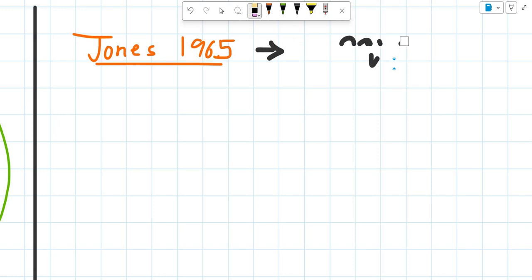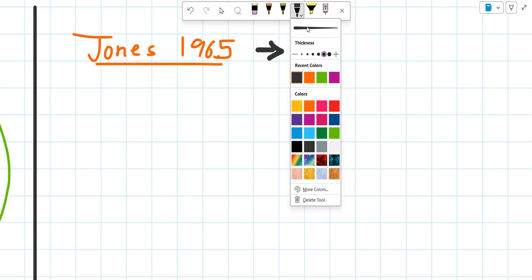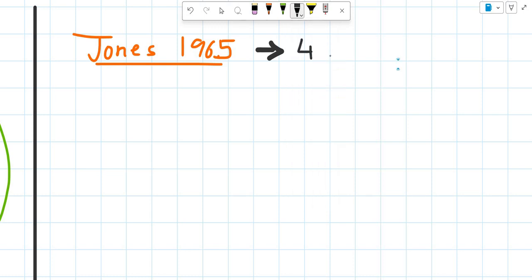Let me use a smaller pen so that the writing is a little more readable. So there are 4 equations in the model. Do I remember the 4 equations? Yes, of course you can do that. But how I remember is using a picture.